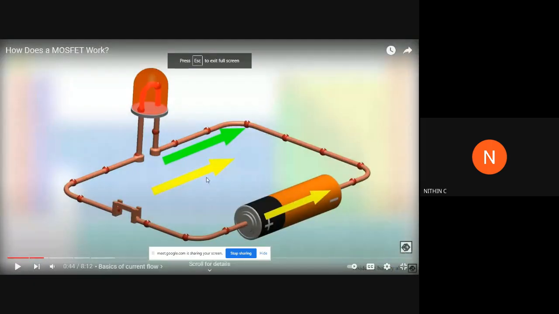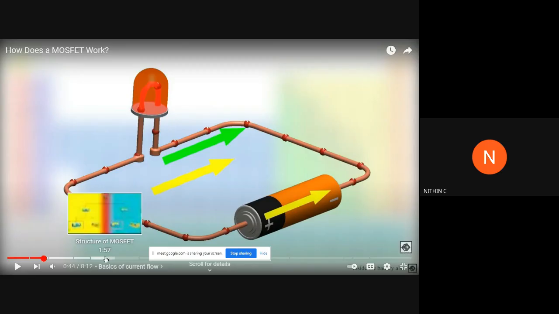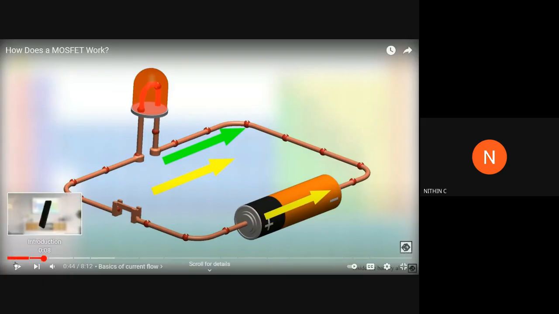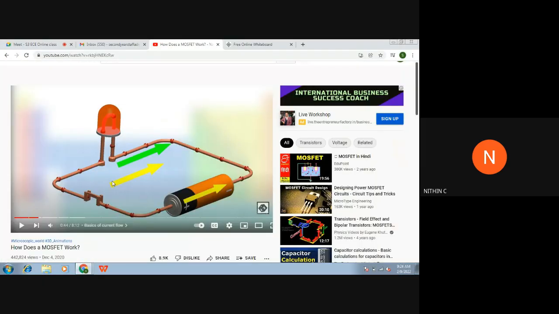Just tell me whether you can see the screen. Can you see the video on the screen? Okay, one second, let me just turn off.